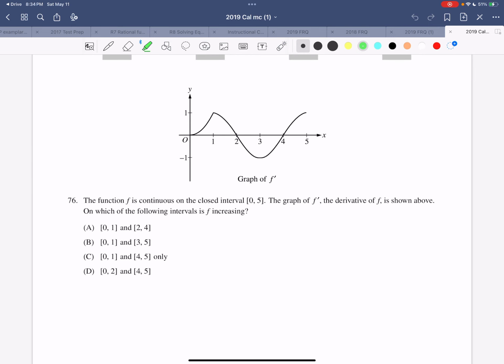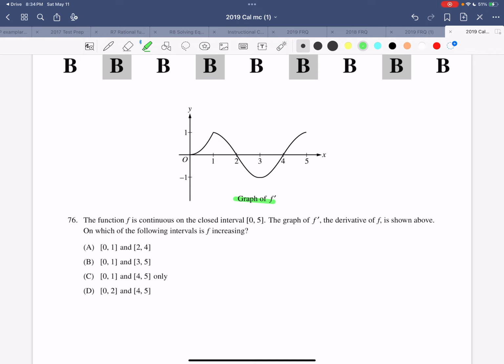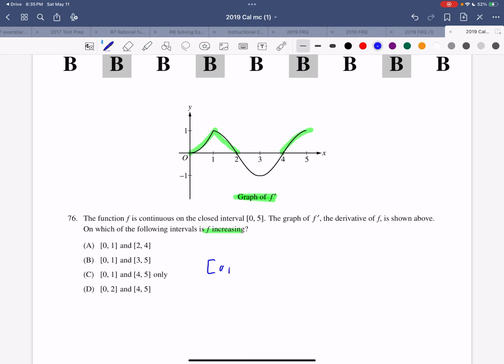Now this graph represents the first derivative, and function f is continuous on the closed interval 0 to 5. On which of the following intervals is f increasing? So you're looking for where the original function is increasing, right? In order to increase, you're looking for the positive sections of the first derivative function. Do you see here to here is positive and here to here is positive? So it's gonna be 0 to 2 and 4 to 5. Okay, so the answer is gonna be D. I mean, it's not that bad, right?